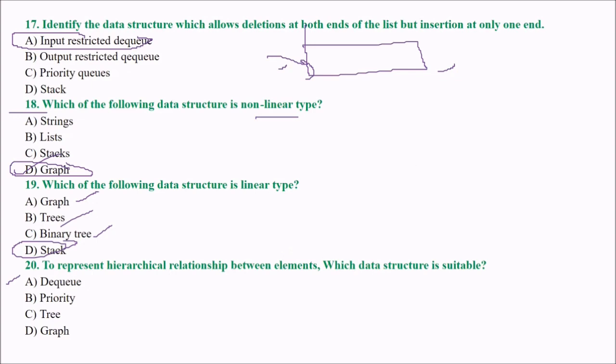Which data structure is used? Hierarchical means this kind of data structure. What can it be? The answer would be tree, of course, as it represents it.